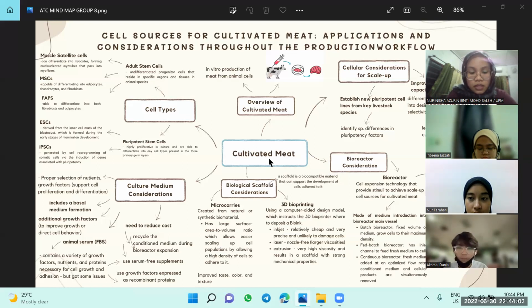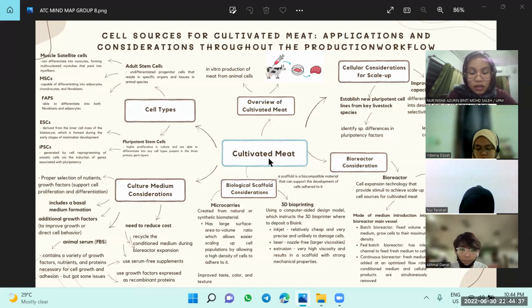Next is 3D bioprinting, which is used to create scaffolds for cultivated meat production. It functions by using computer-aided design models, which instruct the 3D bioprinter where to deposit a bioink. There are three types of 3D bioprinters. Firstly is inkjet. It uses a thermal or piezoelectric system to dispense bioink from its nozzles. It is relatively cheap, very precise, and unlikely to damage the cells.